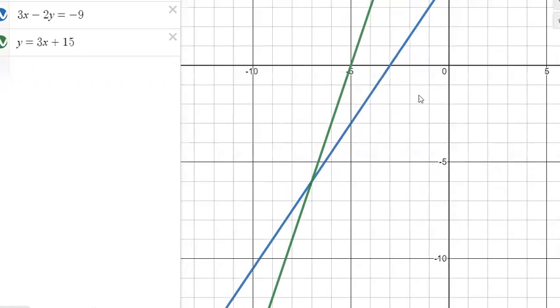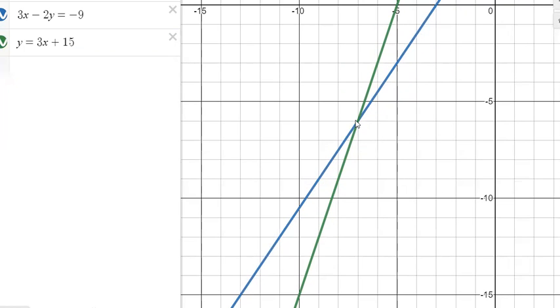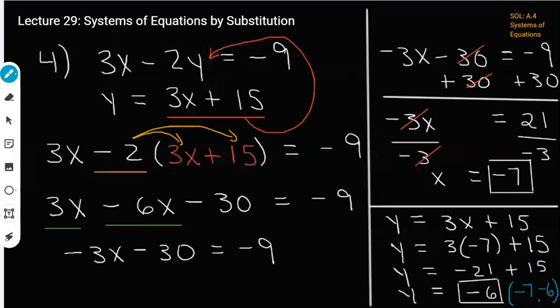So where do these two lines cross? Down here, at this gray point right here. -7, -6. And that matches up with this right here.